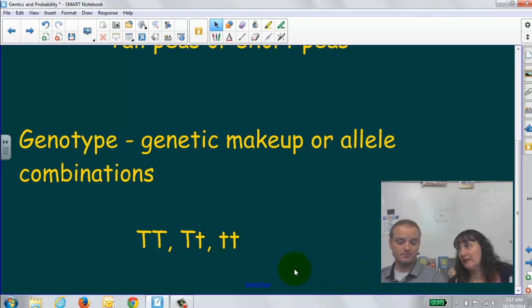So you could be a tall plant, but not necessarily have both tall genes. So your genotype would be different. That's right. You could be tall because you have a dominant allele. If you have at least one dominant allele, that's going to express itself. But they could be like a carrier. They could carry that more recessive allele for short pea plants.